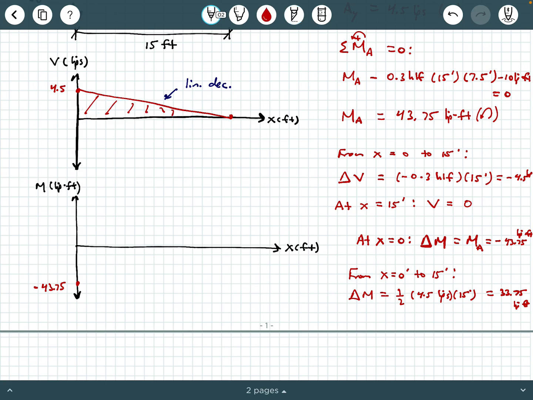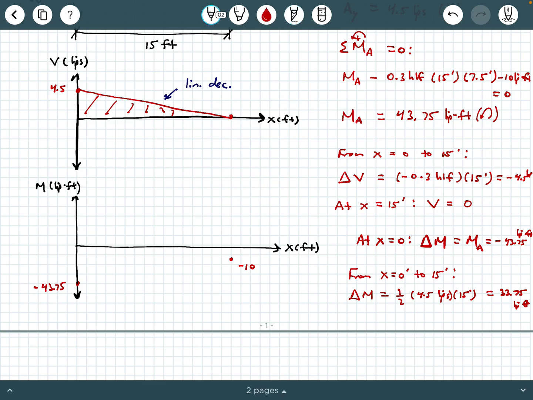Positive because this is a positive area. It's in quadrant 1. And so what is that going to take us to? Well, we're at negative 43.75. That's going to push us back up to what? To negative 10, okay? So why is that? Why is this negative 10? Well, remember, we were down by 43.75. We add to it positive 33.75, which puts us at a negative 10 value.